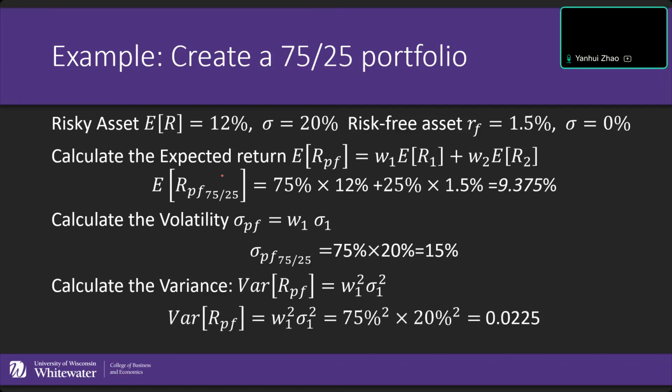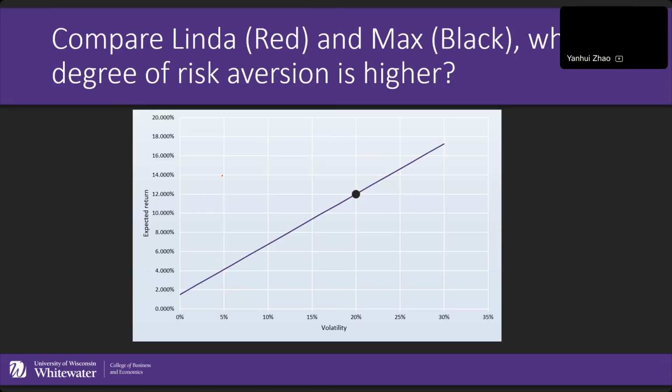Any question? No question? So if we look here, we have a red dot that is Linda's portfolio. That's the 75-25 one, because the standard deviation is 15% and the expected return is 9.375%. And Max's portfolio is here, with a volatility of 20% and an expected return of 12%.